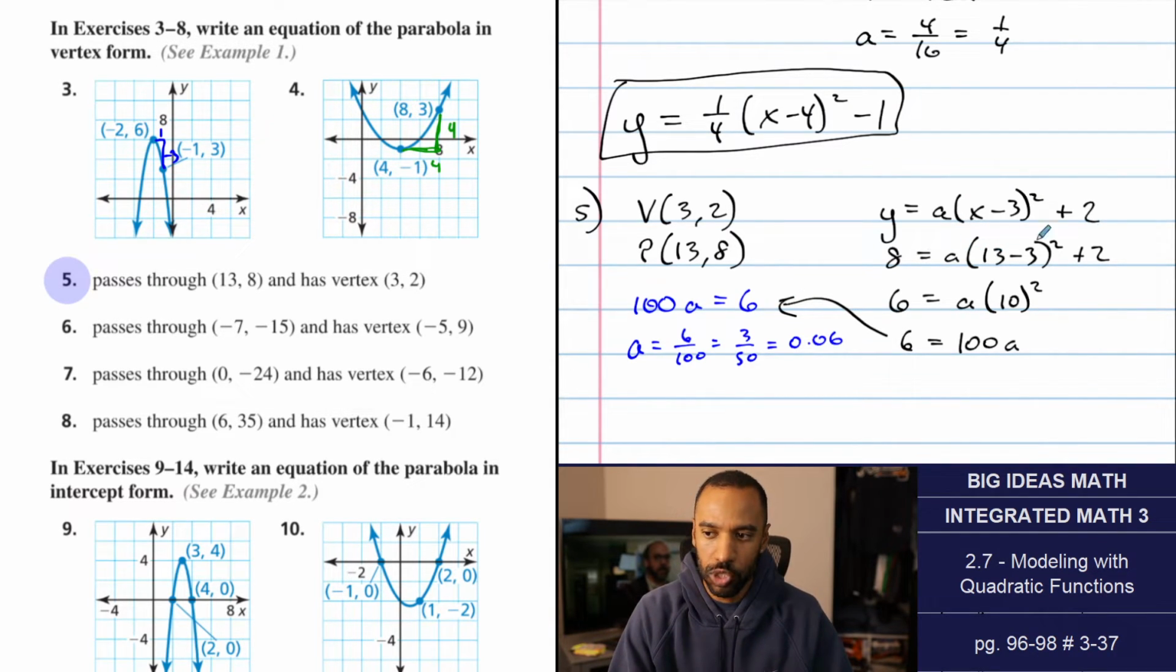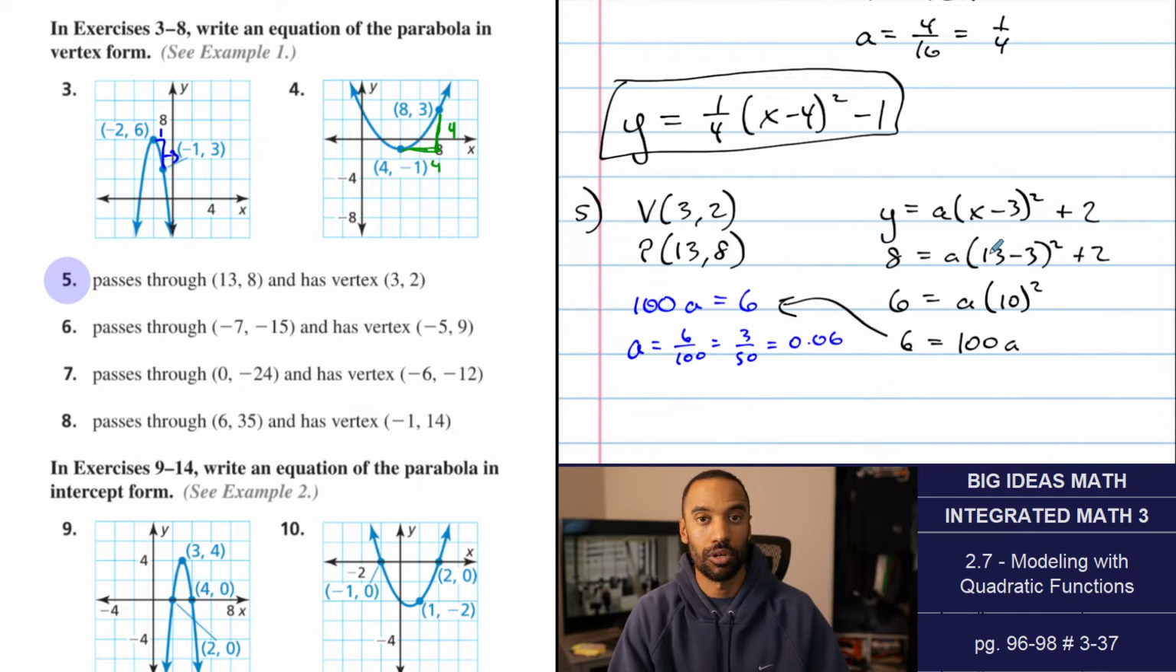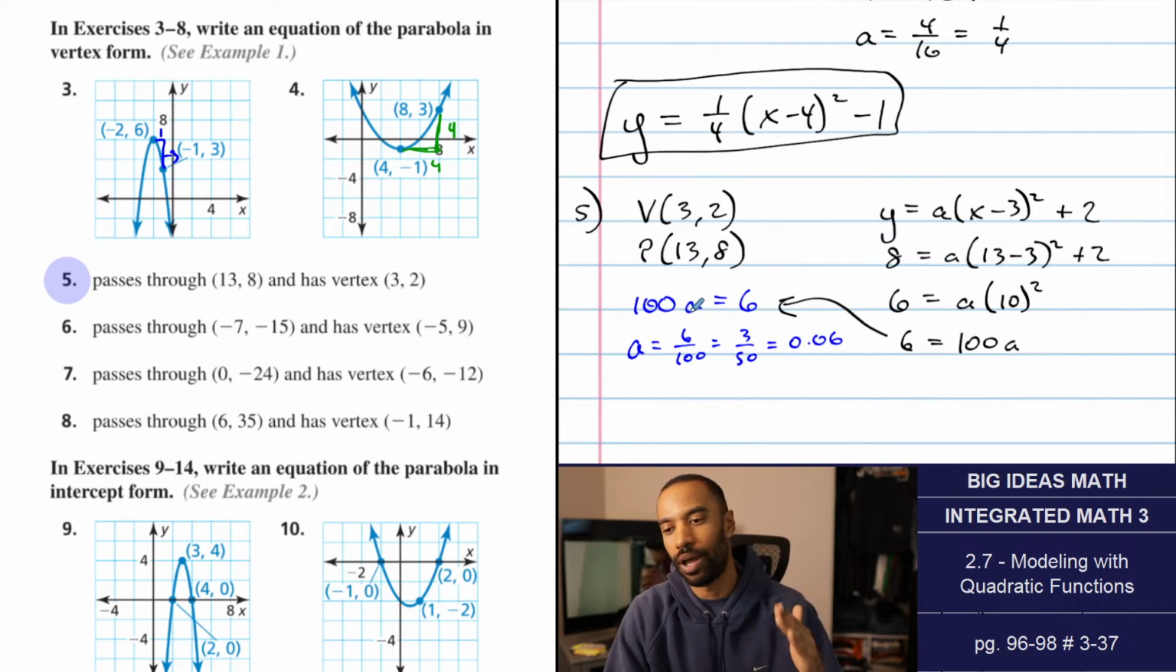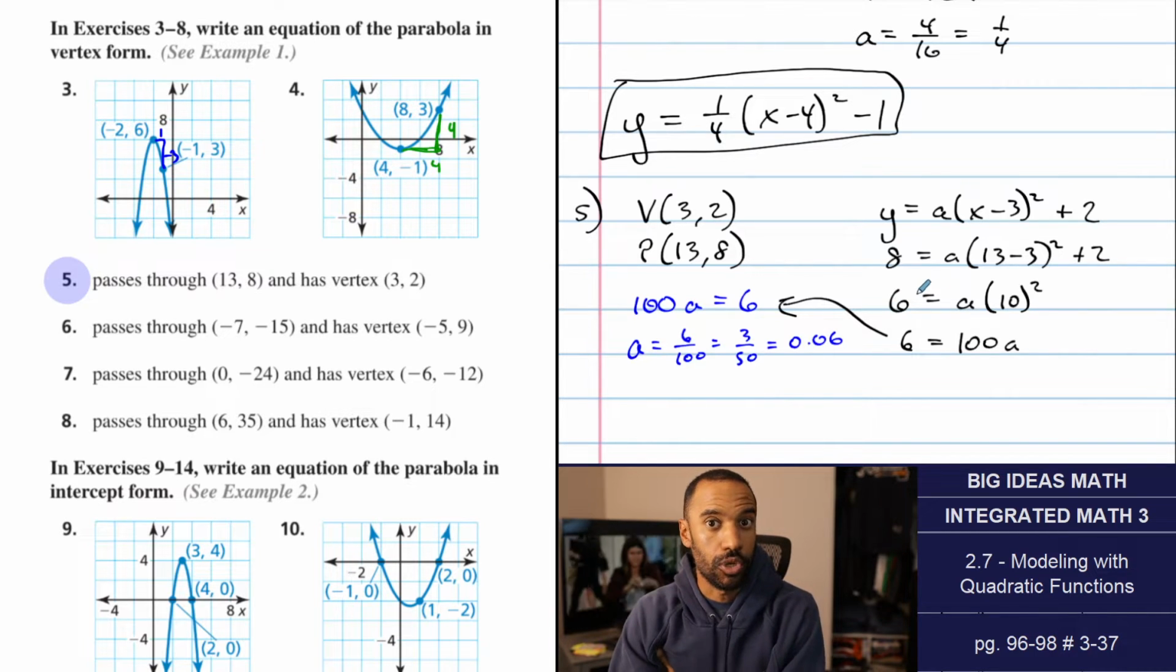The difference between this y and this y, your k and your y value, is 6. From 2 to 8, that's our rise. The difference from 3 to 13 is 10. That's the thing that we're squaring. All those things are involved in what I'm doing there. I'm just giving you more of the visual representation from how we do graphs.